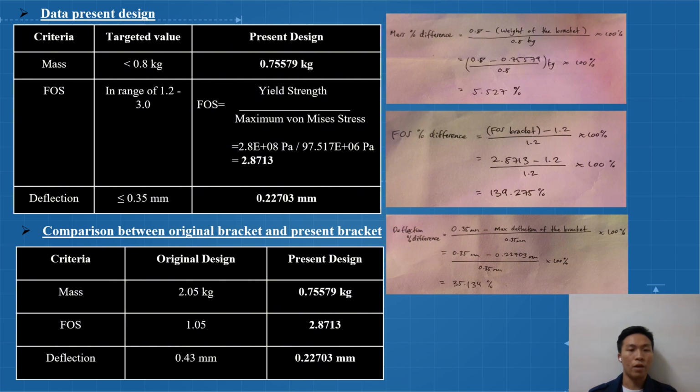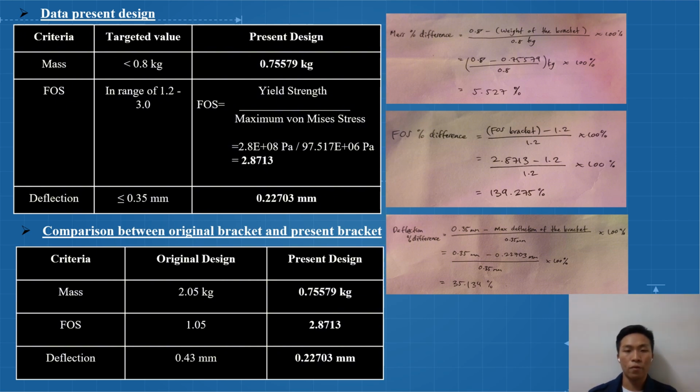0.75579 kg. For the FOS, by using the formula yield strength divided by the maximum von Mises stress, what we get is 2.8713. For the deflection, the present design is 0.22703 mm. Let's see the comparison between the original bracket and the present bracket. The mass of the original bracket is about 2.505 kg. For the present design it is 0.75579 kg, and the FOS is 2.8713. For the deflection, the original design is 0.43 mm and the present design is 0.2703 mm. Besides that, the mass percentage difference that we get is about 70%.